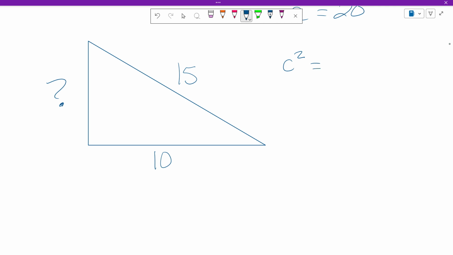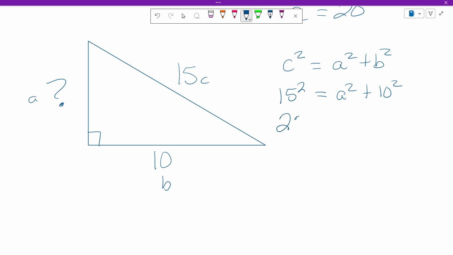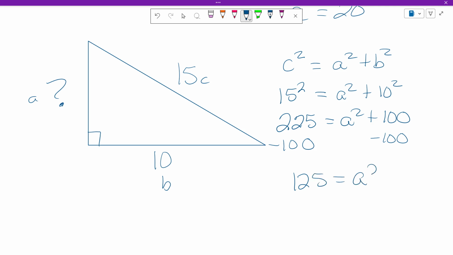c squared equals a squared plus b squared. What's c in this case? 15. So 15 squared equals a squared plus 10 squared. I just made this b and this a. 15 squared equals a squared plus 100. How do I get a alone? Minus 100. So 125 equals a squared.